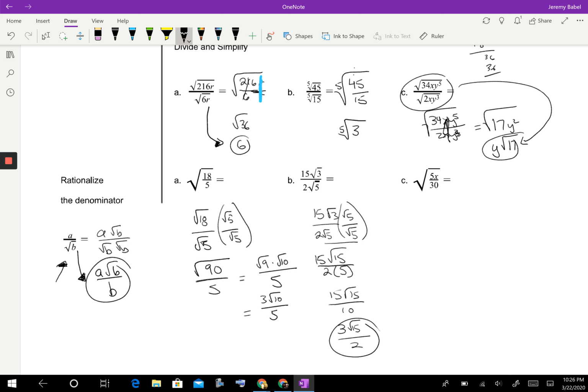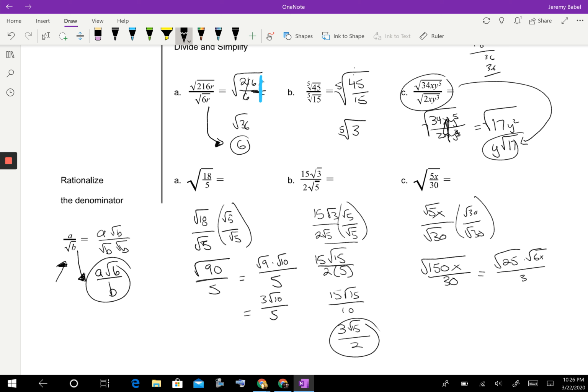And last example here, we've got the square root of 5x over the square root of 30, just splitting that into two radicals, division of radicals. Multiply by the square root of 30 over the square root of 30. And on the bottom, we're going to get 30. And then 5 times 30 is 150. So 150, that should simplify. We should be able to take a 9 out of that. Actually, 25 would be better. Let's rewrite that as the square root of 25 times the square root of 6, because 25 times 6 would be 150.